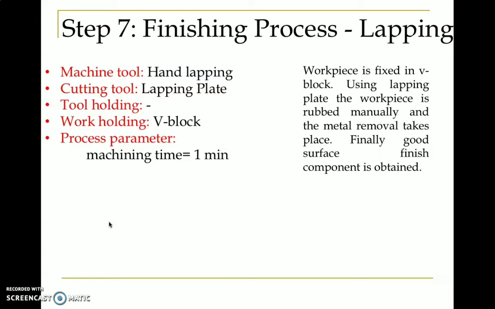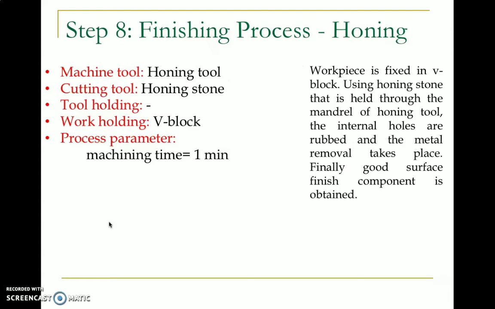The machine tool used here is a hand lapping. The cutting tool is a lapping plate. There is no tool holding device, and the work holding device is a V block. That is the product which we obtained till there is kept in a V block, and the process of lapping is done. And the process parameter is only machining time, which comes to around 1 minute. And the next step is the honing finishing process.